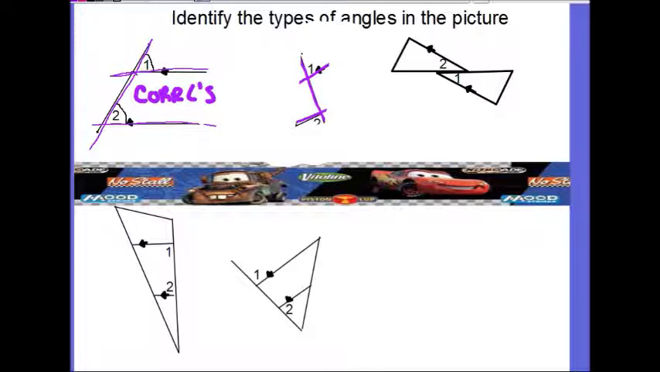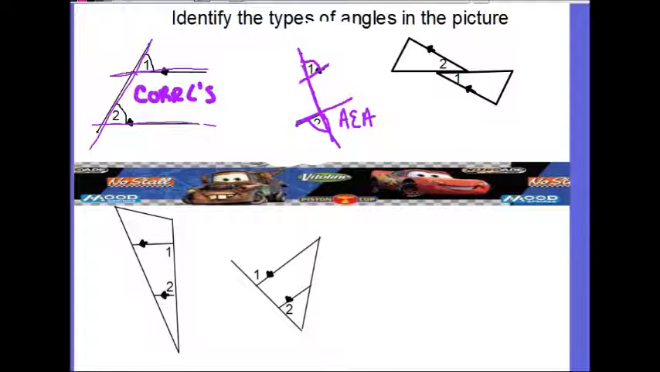What do we got? We got an exterior angle. It's on the outside of our line. We got another exterior angle. Beautiful. Are they on the same side of this transversal, or are they on alternate sides? One right side, one left side. We have alternate exterior angles.